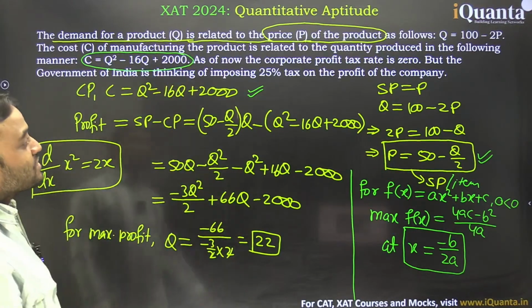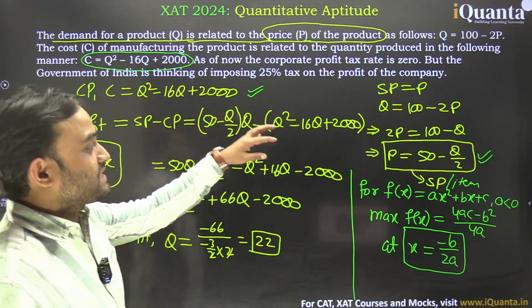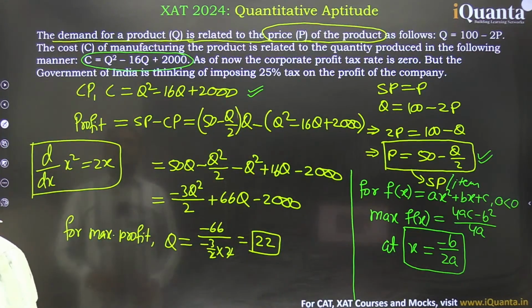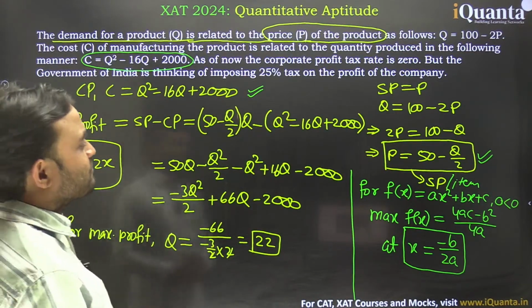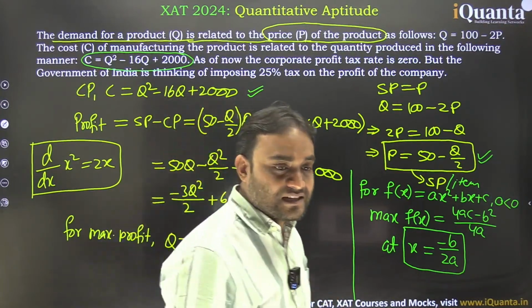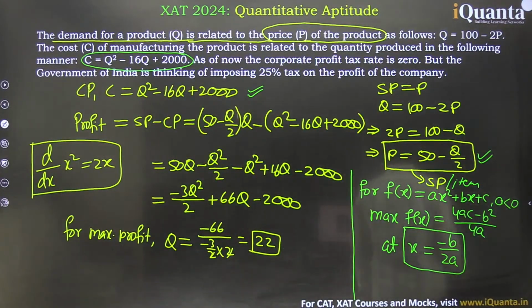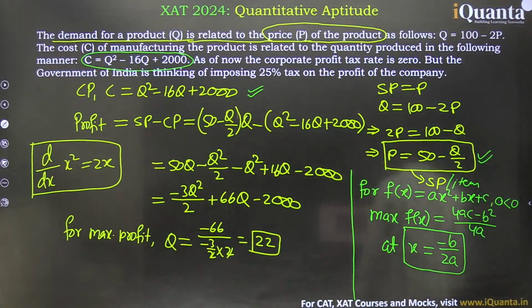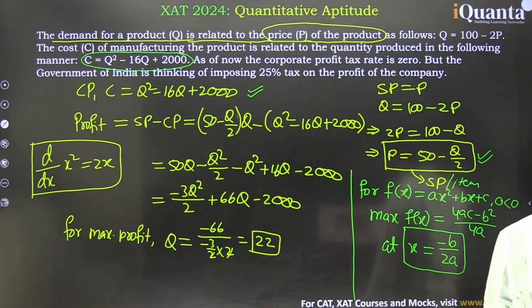Now, the corporate profit tax is zero, this is an unnecessary statement right now, but the Government of India is thinking of imposing 25% tax on the profit of the company. The last two sentences are unnecessary at this time. Okay, so yes, if you want to find the manufacturing cost per product, then you will have to divide it by Q.